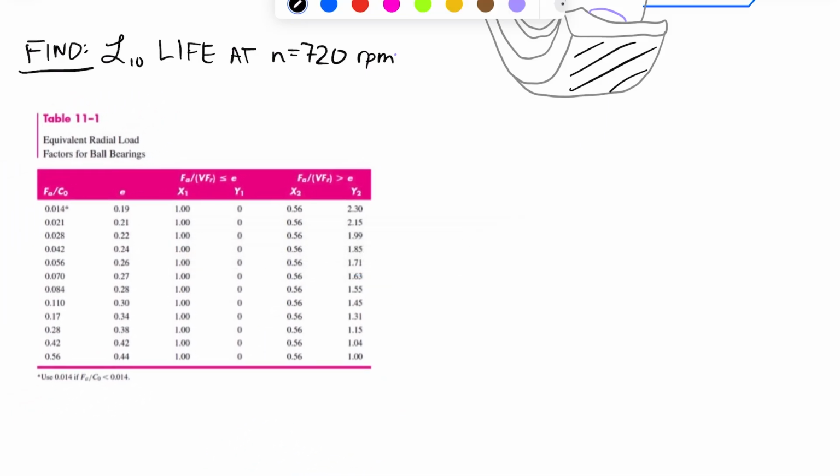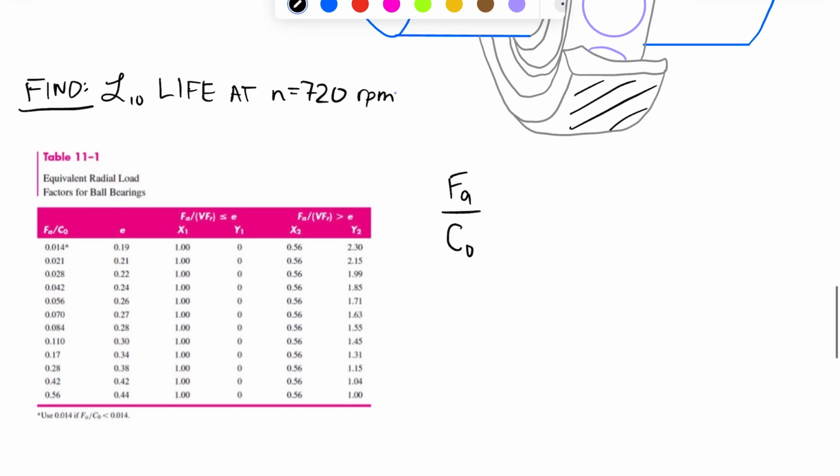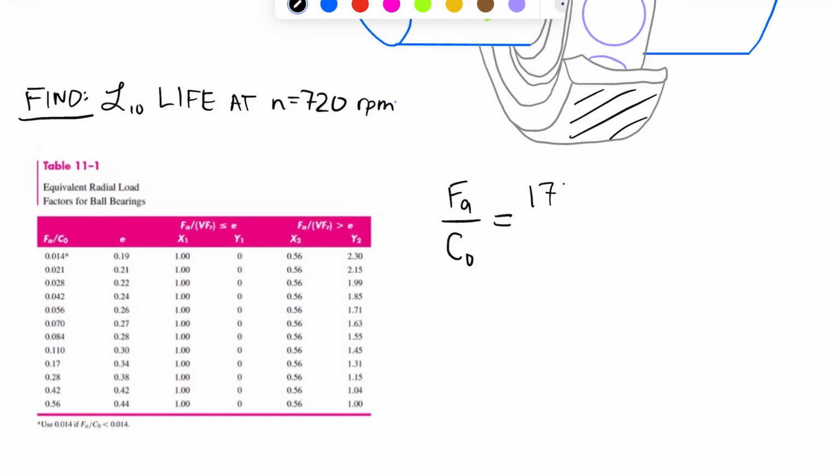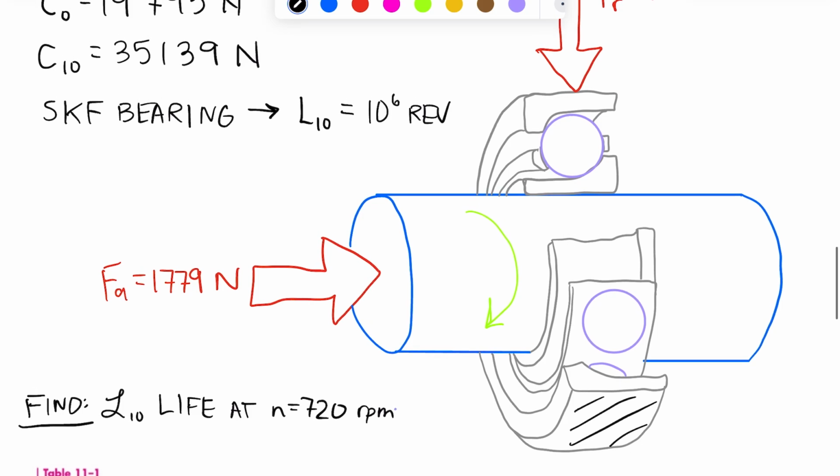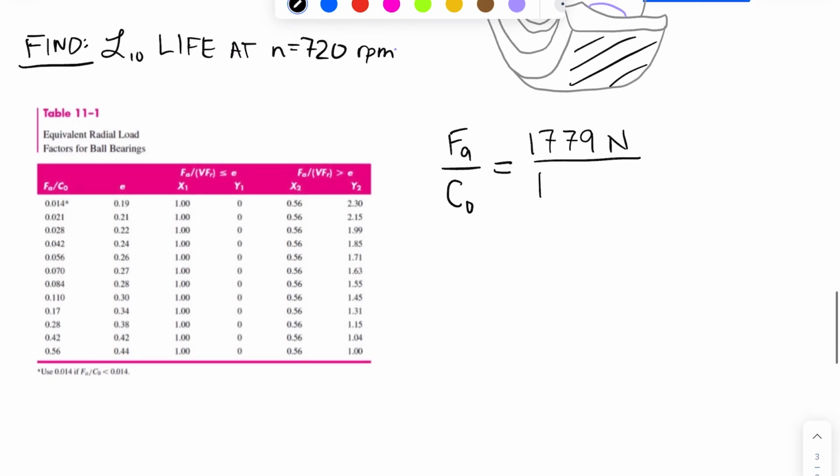Okay, so we need this ratio of FA over C0. Well, we're given both of those values, so we can go ahead and just plug those in. Our axial load was given as 1779 newtons, and our basic static load rating was given as 19,793. And when you plug that ratio into a calculator, you should get about 0.0899.